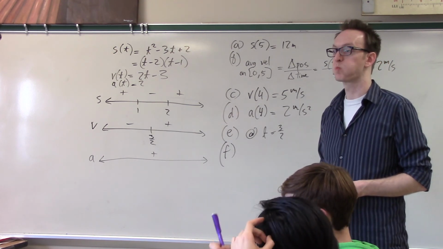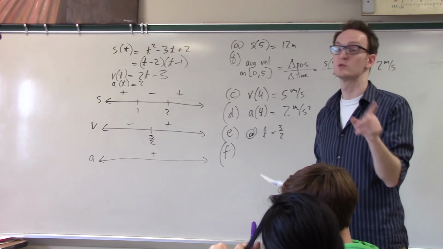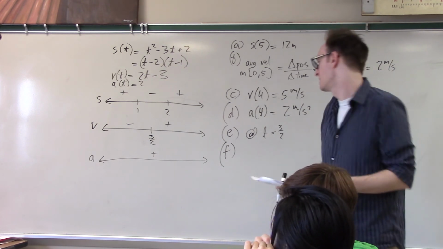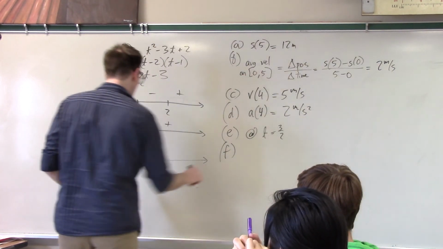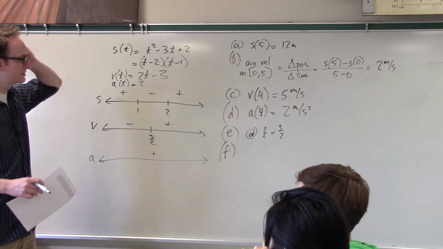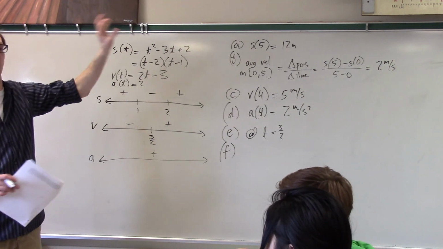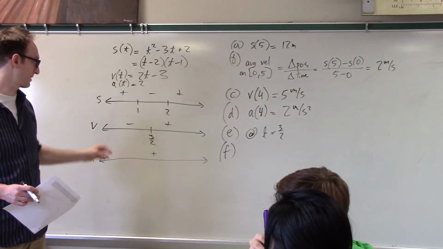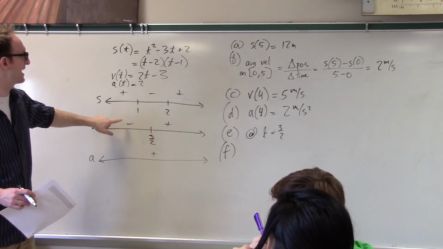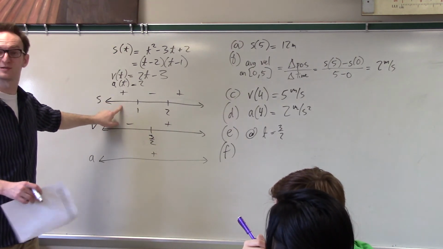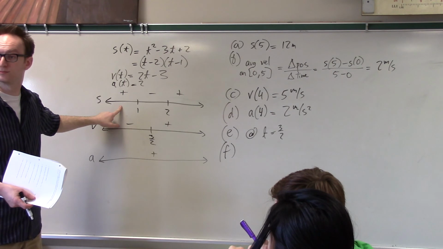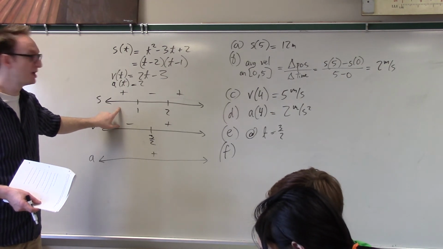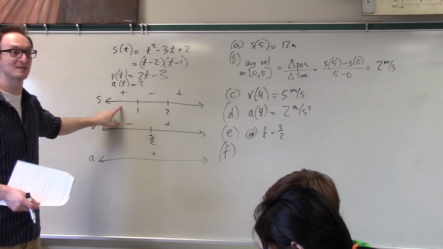Just plug in 3/2 to the position. One way to think about it is, there's a math way of thinking about it, and there's a common sense way. The math way is to say, well, this is the position function. I want to know what the minimum position is. So essentially you're asking me to minimize S.